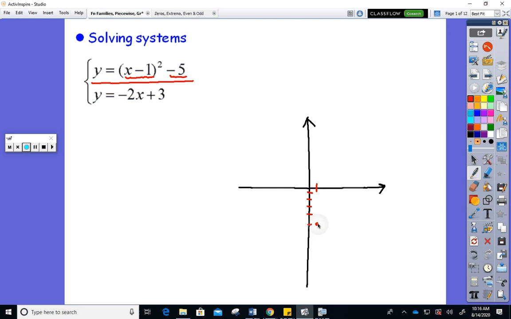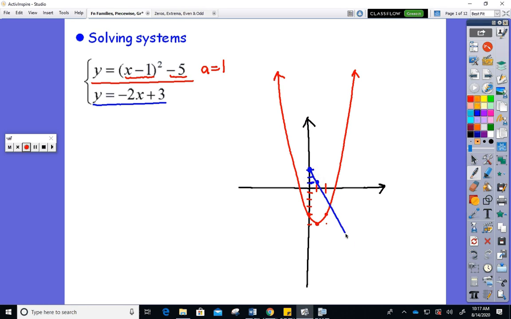Now, I see that its A value is 1, and since its A value is 1, that means from the vertex, I count out 1, up 1 on both directions. So there is my parabola. And of course, my second function, which I could do in blue, is just a linear function. I see that it has a y-intercept of 0, 3. And then I'm going to count down right 1. And that's going to give me my line. So just a quick review of what you already know.